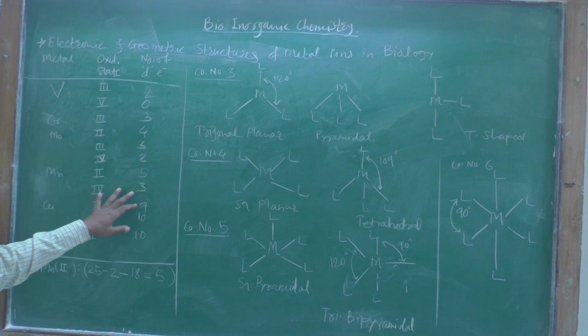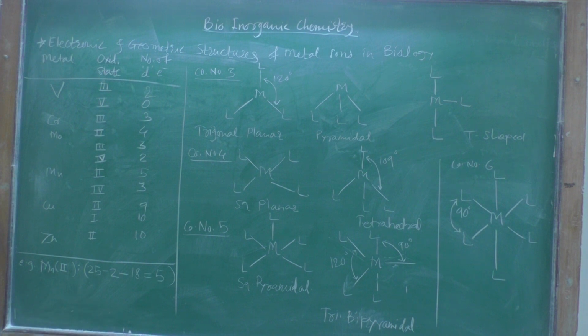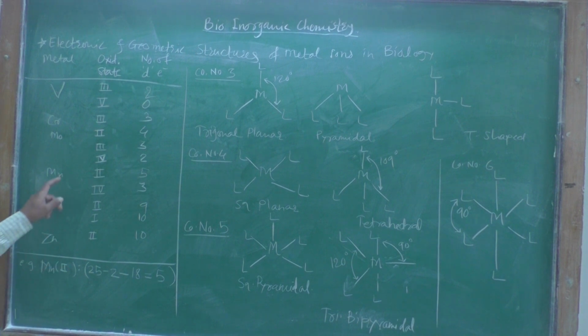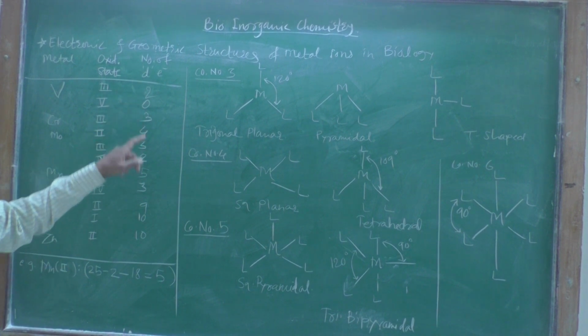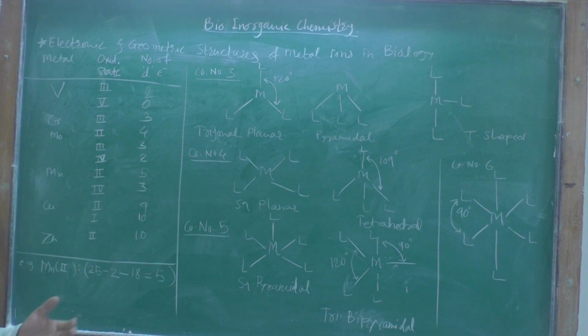So how can these d electrons be counted? It is very simple. We have taken one example, manganese, in which manganese exists in the +2 oxidation state, Mn2+. In this table it is shown that 5 d electrons are present. So how is it calculated? It is just calculated as: subtract the oxidation state from the atomic number of that metal.